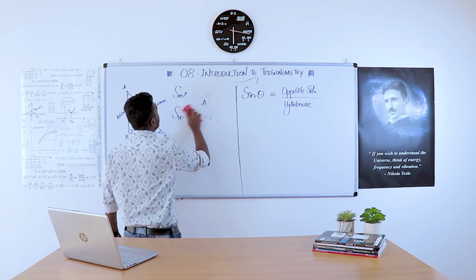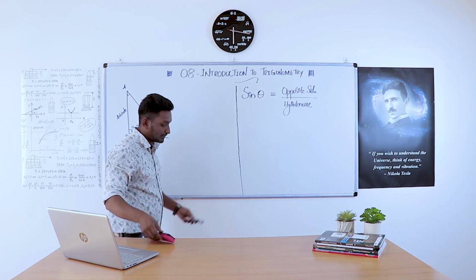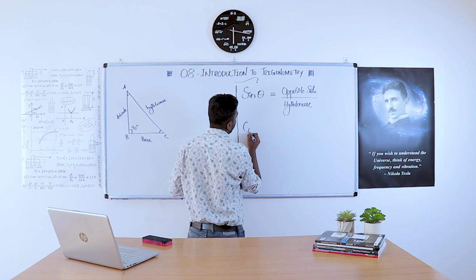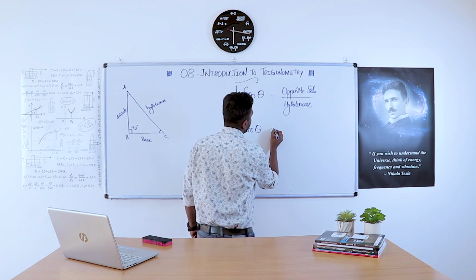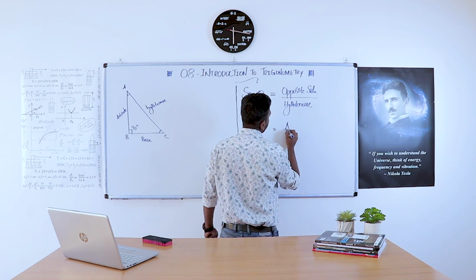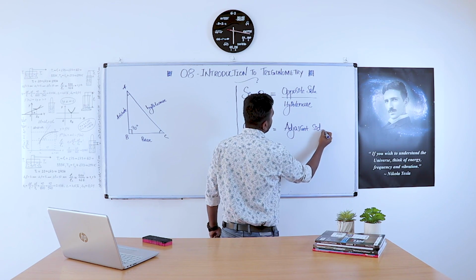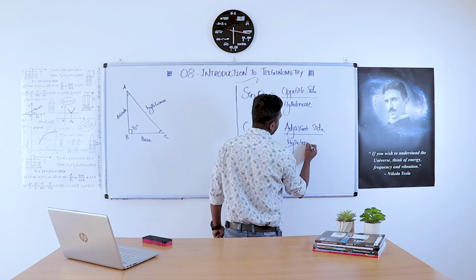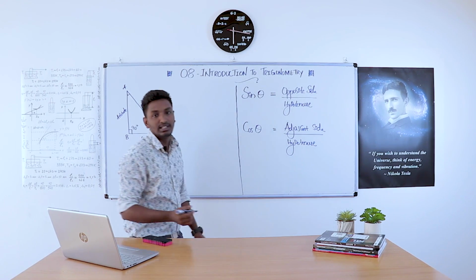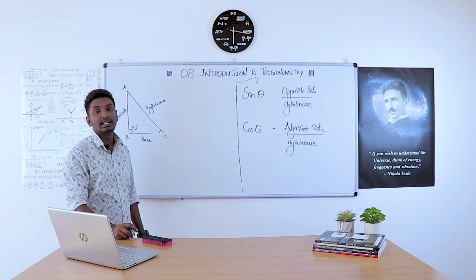Now how can we find the cos value of any angle? In general, I am representing the angle as theta. So cos theta is equal to adjacent side by hypotenuse. This is the general equation for finding the cos value of any angle.